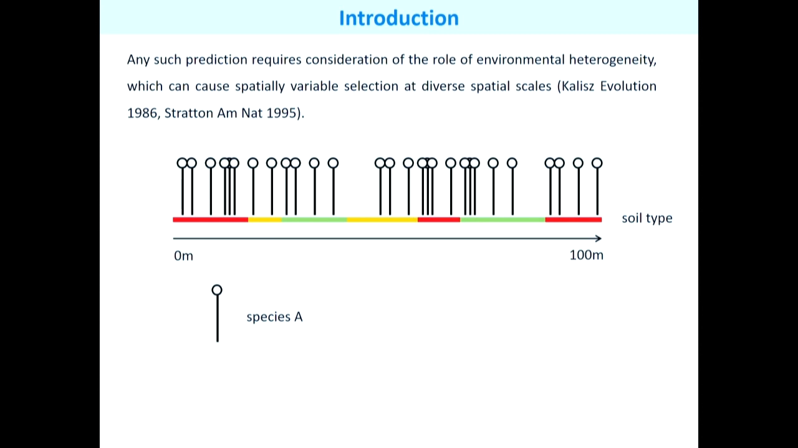So this is just a cartoon to explain that. For example, here you have a transect of 100 meters, and it has been very well known for decades that the soil type can largely differ over the scale of very few meters. And here I represent species A, which will also interact with different other plant species, species B and species C.